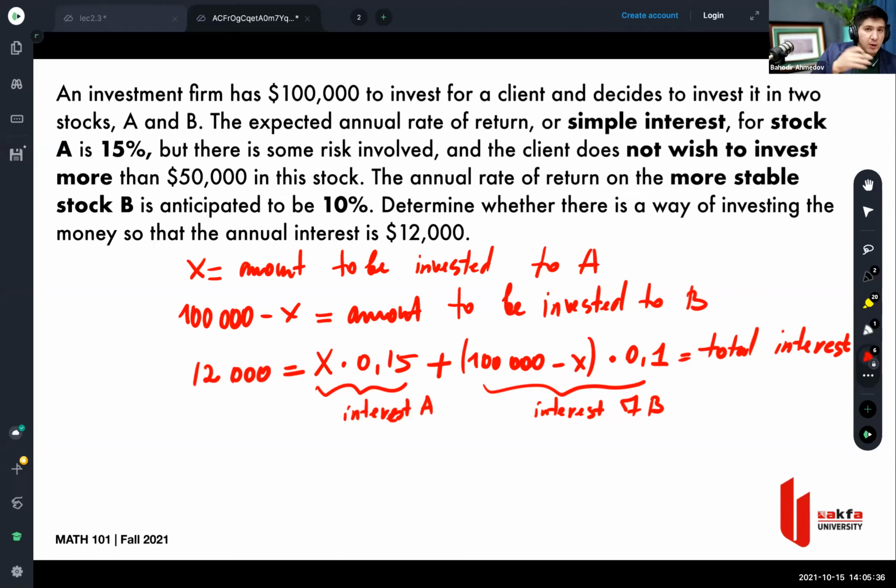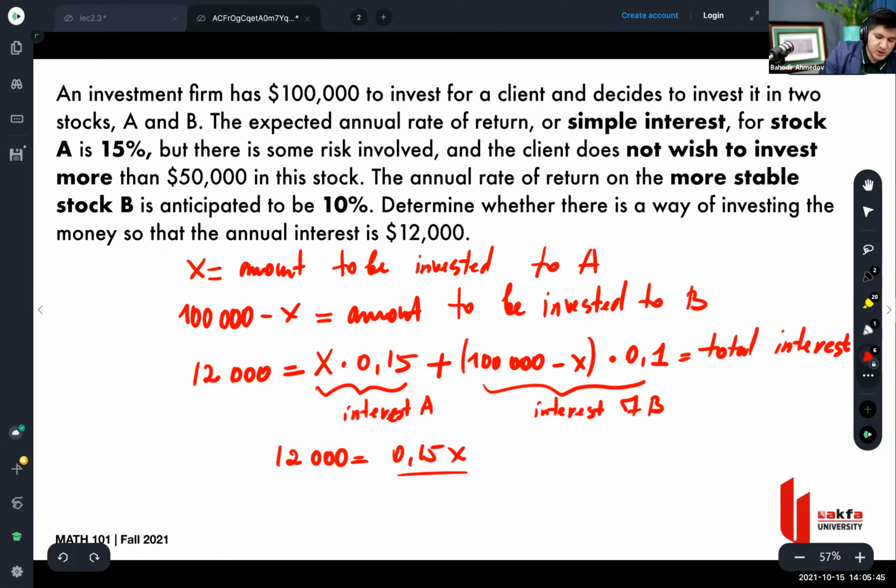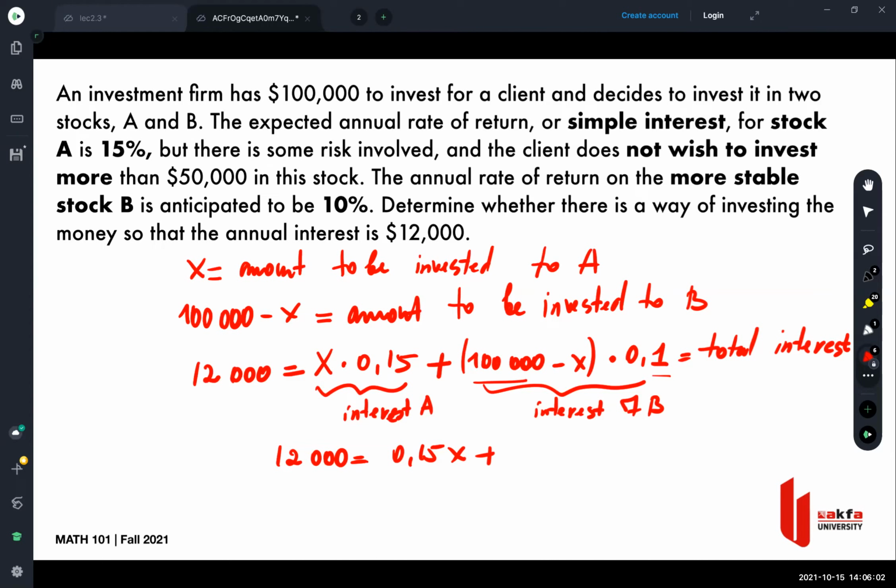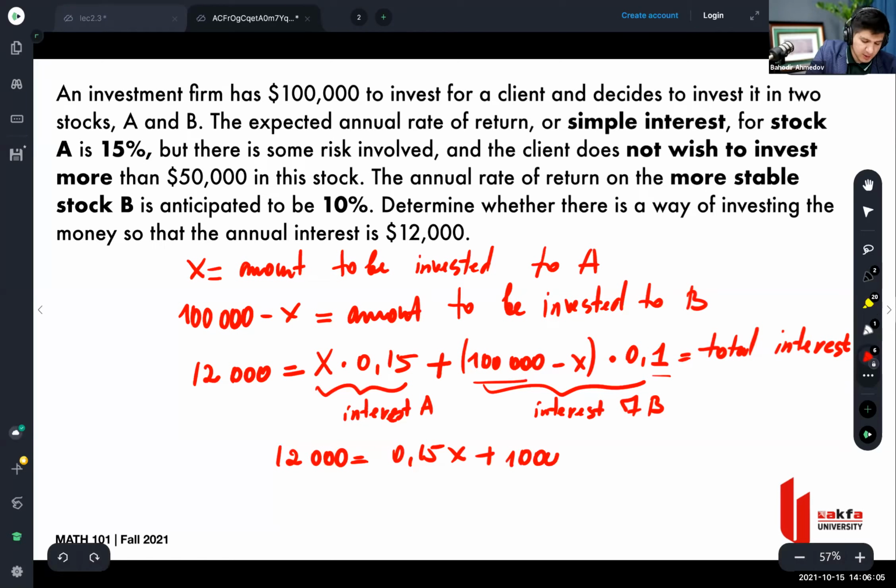Okay, and I would like to solve this. In order to solve it, I would just open all of the brackets and do the simplifications. It's going to be 12,000 is equal to 0.15x. It is 15% of x, which is what you have to learn from this lecture actually. So plus 100,000 times 0.1. It is actually 10% of 100,000. What is 10% of 100,000? 10,000, which is 1/10, right? Okay, 10,000 minus 0.1x, right? Then I would just subtract 0.1 from 0.15. It's going to be, and this 10,000 can go to the left.